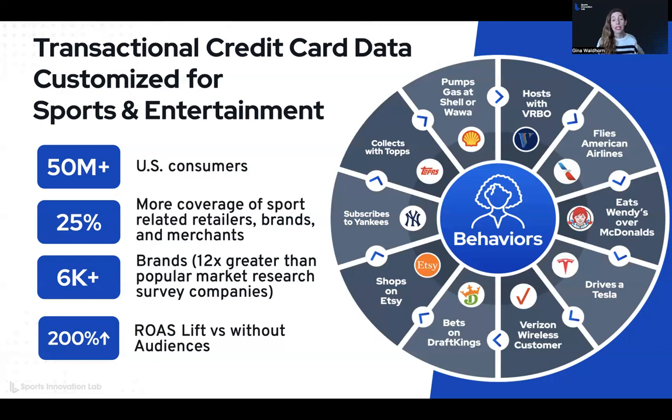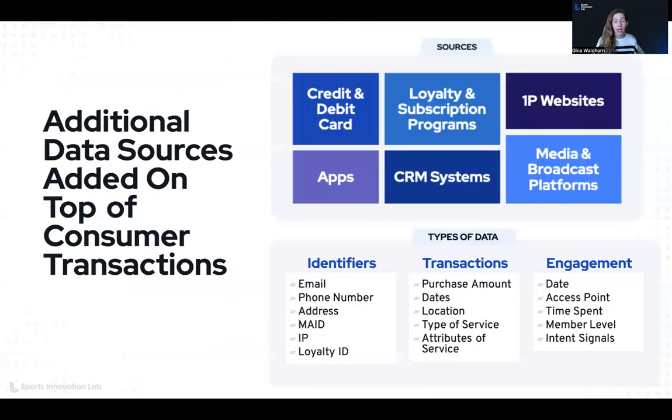So in total, we can see the purchase habits across more than 6,000 brands and retailers and merchants. And when we deploy that data into audiences, we see around a 200% lift in ROAS. We are also complementing that foundational transactional data set with other sources of data, be it from loyalty or subscription programs, some of our first-party data partners, through viewership data, through apps. And we have unique identifiers from email, phone number, or MAID or geographic identifiers.